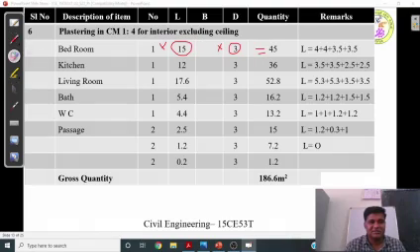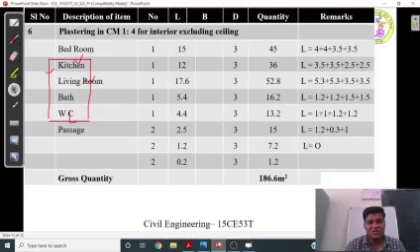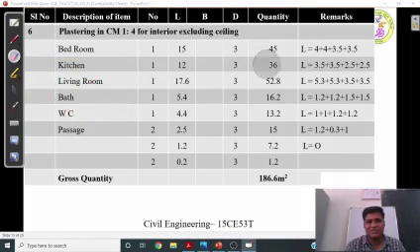Similarly in the kitchen, this dimension is 2.5 meters, this is also 2.5 meters, and the vertical dimension is 3.5, this is also 3.5. So 3.5 into 2 plus 2.5 into 2 will come to 12 meters, and the height is 3 meters. So the kitchen is finished.